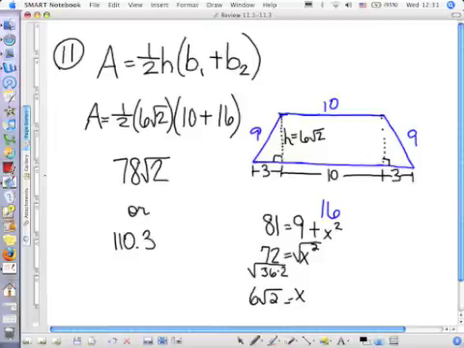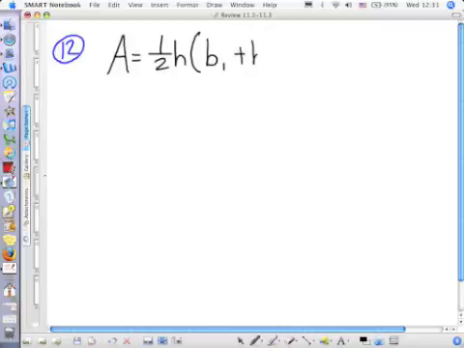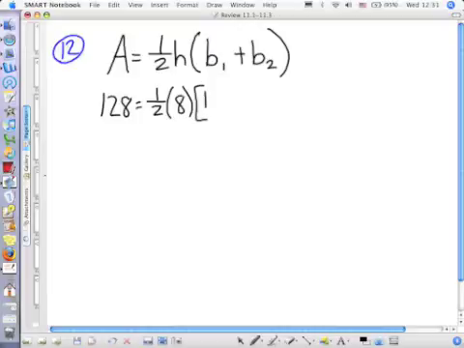Is everybody good on this one? All right, number 12, we're talking about a trapezoid and we're looking for a missing base and we know the area. So we're going to need the area formula. The area is 128. One base is 8, and we are looking for the other base.